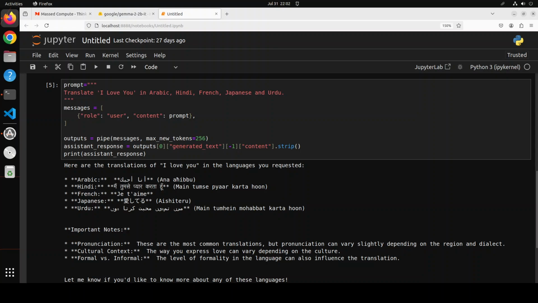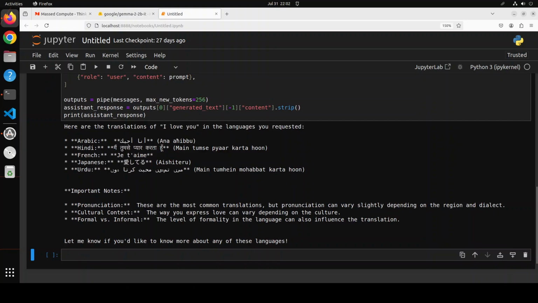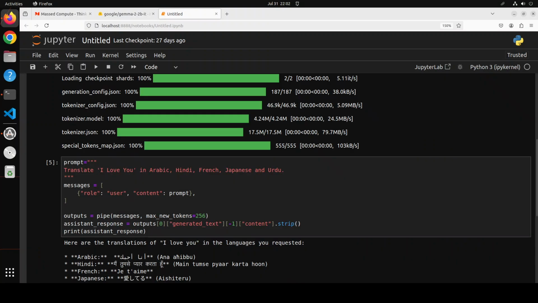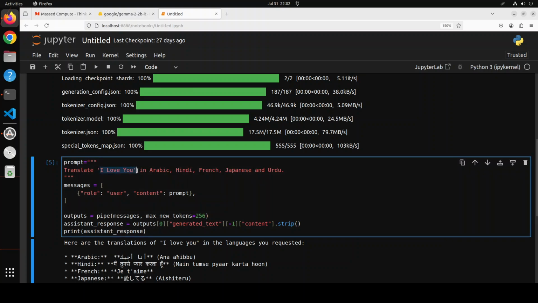So amazing stuff. And you see, look at this important notes, pronunciation. These are the most common translations, but pronunciation can vary slightly depending on the region, cultural context, formal versus informal. Let me know how good is that. Amazing. Really like the Gemma 2 models. Remember, again, just a 2 billion model. Okay, let's try out another one.